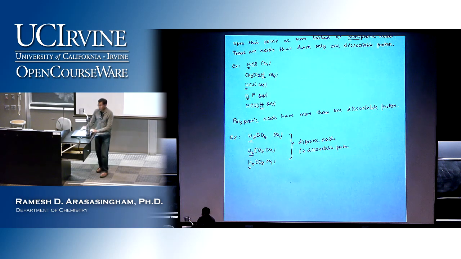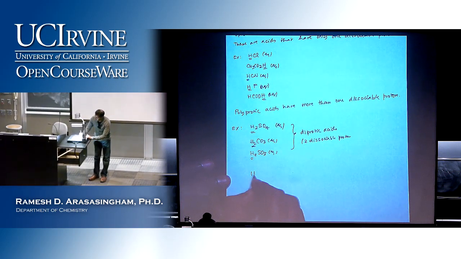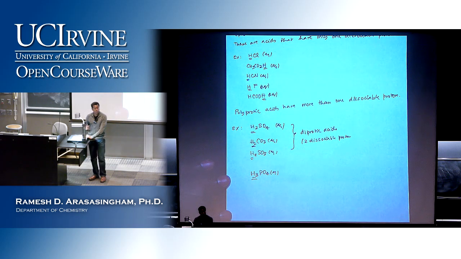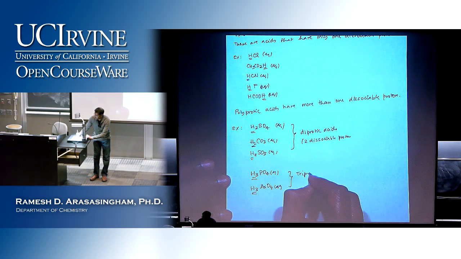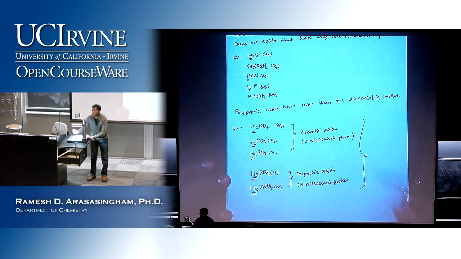All right? Now, other examples include, like you can have H3PO4. Now, this has 3 dissociable protons. And another would be like H3AsO4 aqueous. So these are called triprotic acids. And triprotic acids have 3 dissociable protons. So all of these are collectively called polyprotic acids.